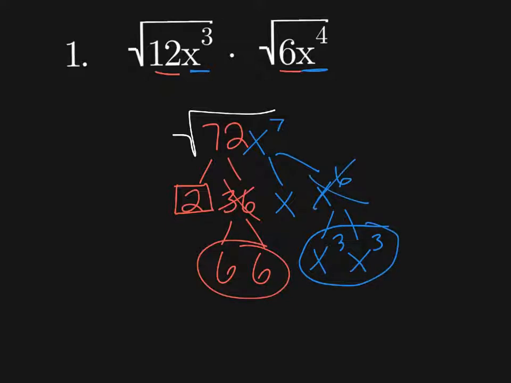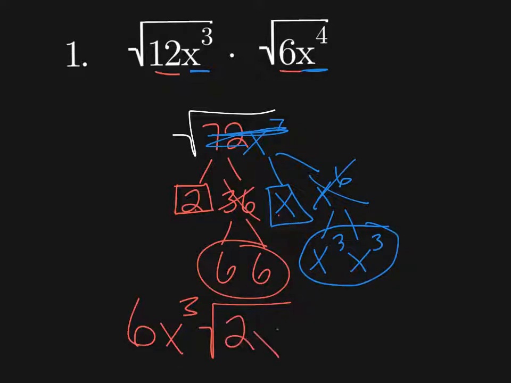All right, so what's left? We have 6 and x cubed out front. Those are my pairs. Inside the square root, look at what I boxed. We got a 2 and an x. So we're going to put 2x inside. So there's our first example.